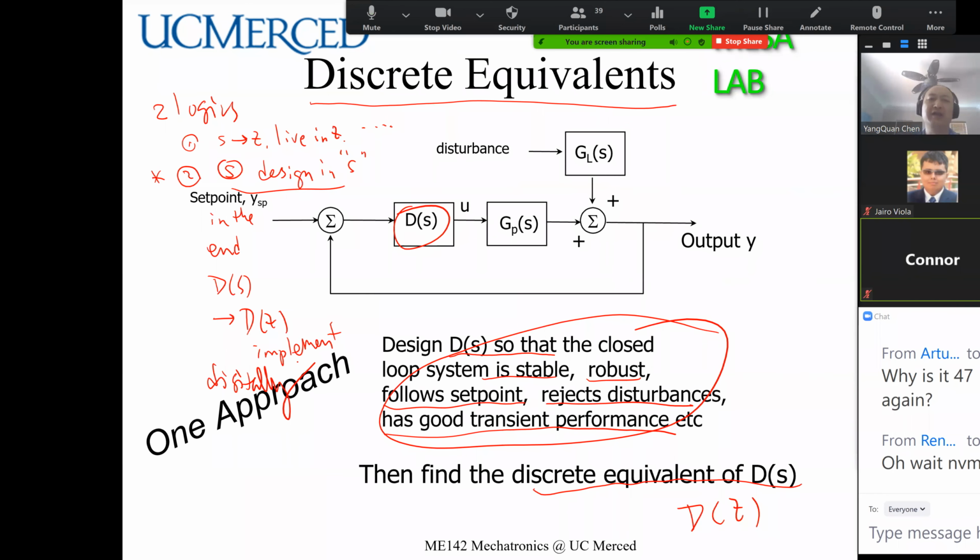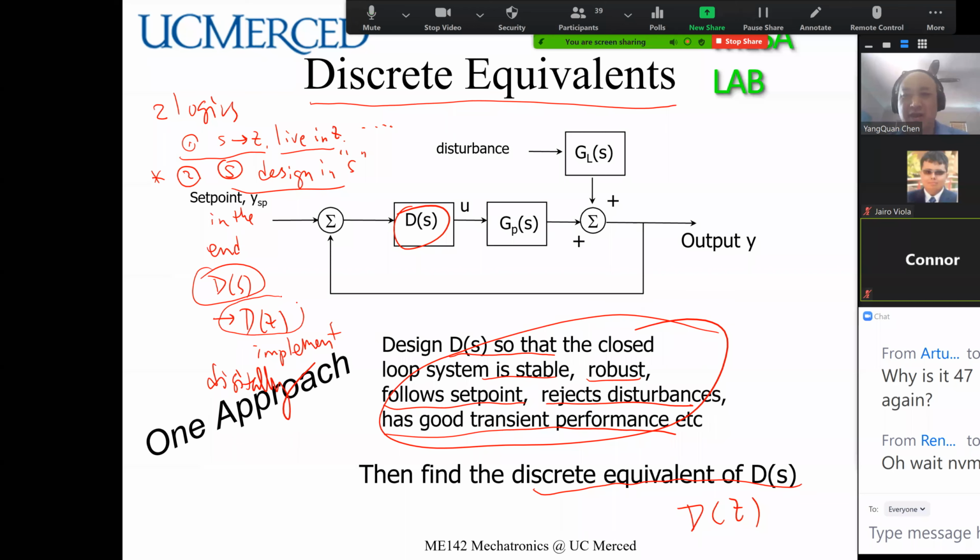So I say you have two logic steps in here. You turn all the continuous time domain into the Z domain, and you live in the Z domain, design in the Z domain, implement in the Z domain, fine, okay? The second logic is more realistic for us. You live in the S domain, you design in S, then in the end you get a controller in S. Then you try to make the controller implementable in the digital domain, because when you implement it, it's computer controlled.